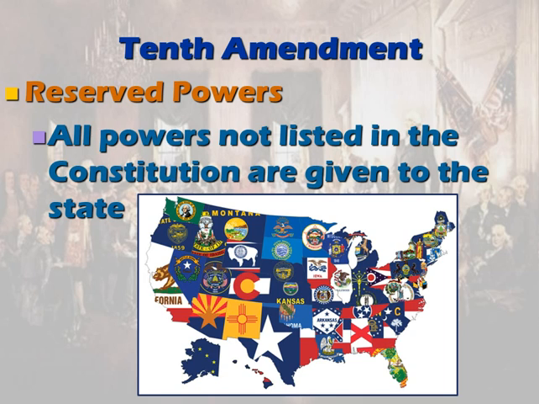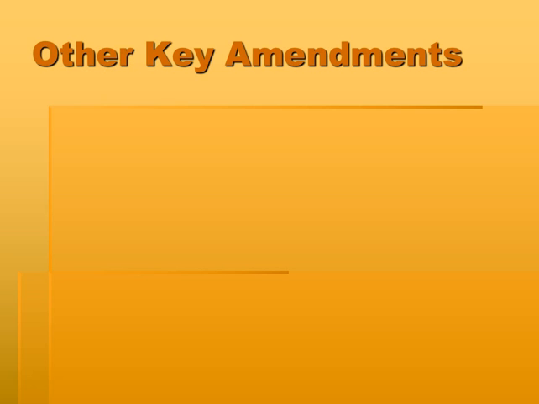So if a power is not listed in the Constitution, it is up to the states to determine, protect, and run that power. So for example, the Constitution says nothing about getting a driver's license, but the 9th Amendment says that's still protected, and the 10th Amendment says it's the state's decision and the state's power to determine how driver's licenses are issued. So that's the first 10 amendments to the Constitution. That's the Bill of Rights. There are a few other key amendments. There's 27 total. You'll have to know a few more for your test, but we'll go over those in class probably tomorrow.